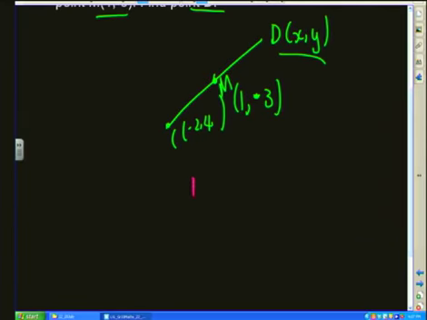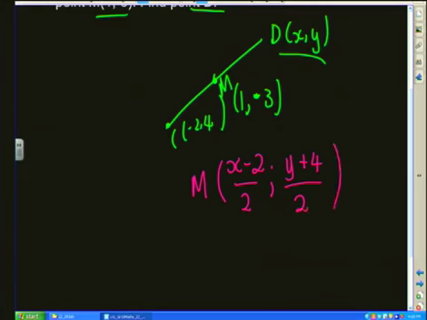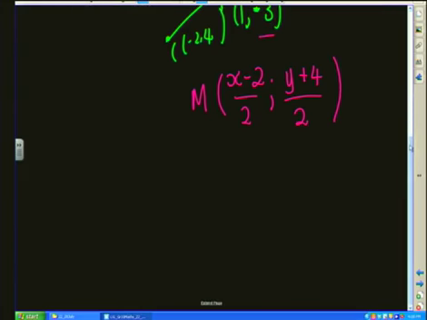Now remember, to find the midpoint of this line CD, we're going to say x coordinate at point D plus x coordinate at point C divided by 2 will give me the x coordinate of the midpoint of line CD, and then y coordinate at point D plus y coordinate at point C divided by 2 will give me the y coordinate of the midpoint of line CD. Now we need to create an equation with this, because remember, we've got that the x coordinate can be written as x minus 2 all over 2.